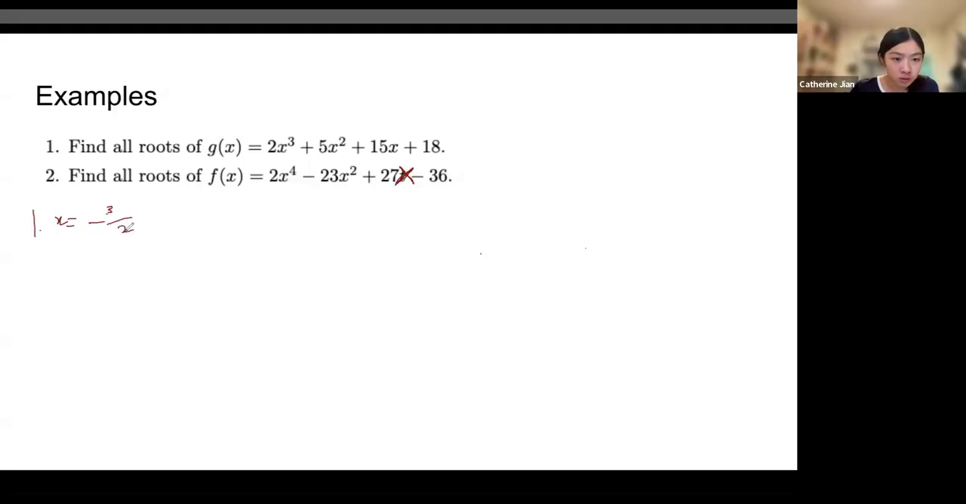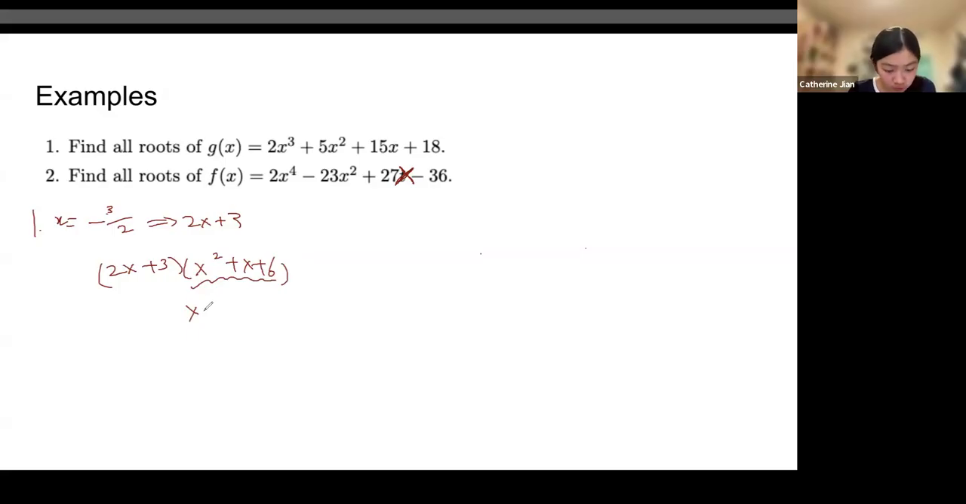And then if we do polynomial division, that means 2x plus 3 is a factor of this polynomial. If we do polynomial division, we can get the quotient. I won't do the polynomial division out, but this is what we get. And then we can solve this part, so set this part equal to 0.